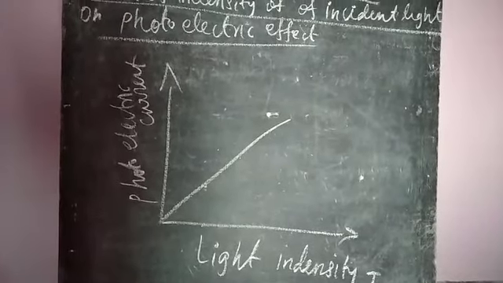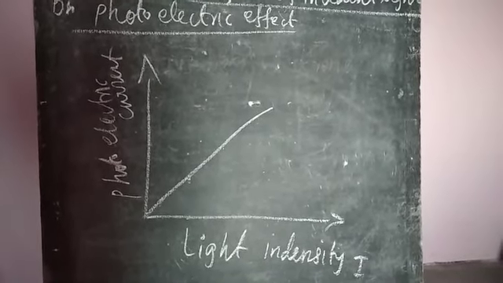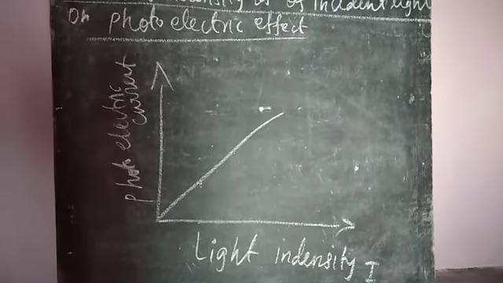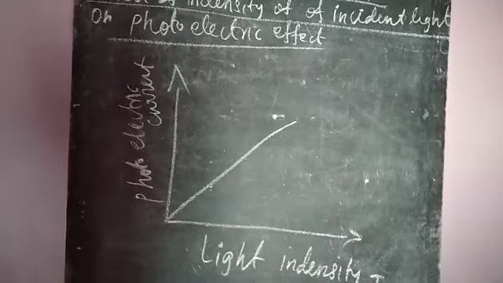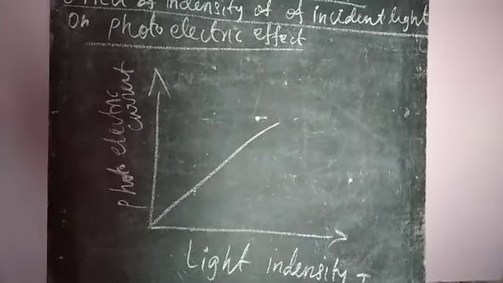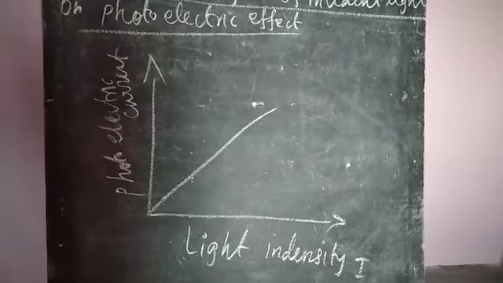Here a graph is plotted between the intensity of incident light I on the x-axis and photoelectric current on the y-axis. The frequency of incident light and the potential are kept constant. So we obtained a straight line.